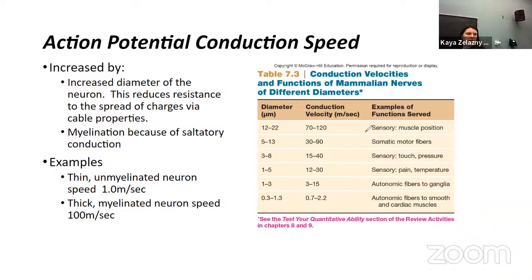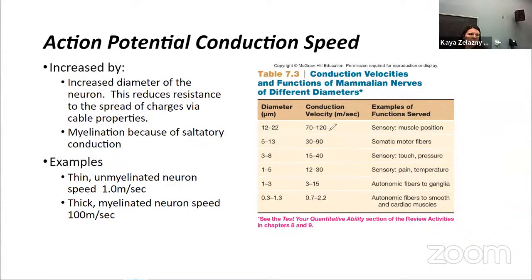So we can see here that our muscle position, sensory velocity, about 70 to 120 meters per second here, right? So we're going many meters per second. We can see over here our autonomic fibers are about 3 to 15 meters per second, so they're not traveling quite as far in that time period. So a thin, unmyelinated neuron is going to be pretty slow, versus a thick, myelinated neuron is going to be fast. So just realize that that M at the beginning of these is for our meters.